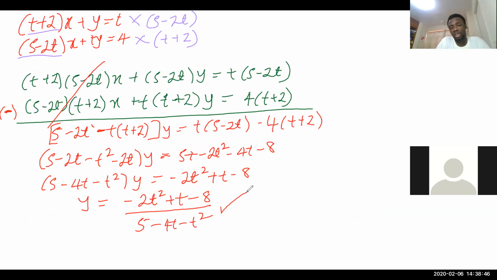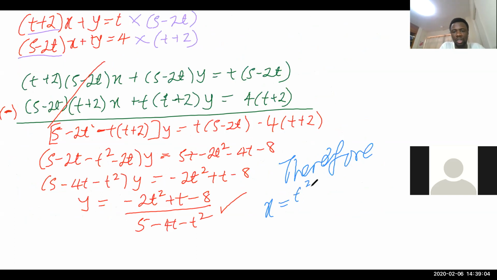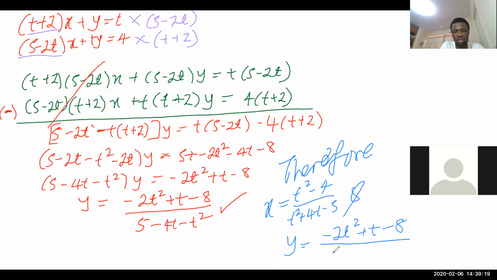So all you can do now is to write a conclusion. It says find the solution in terms of t. So therefore, let's go back to the previous slide. Can you see that? x equals t squared minus 4 divided by t squared plus 4t minus 5, and y equals negative 2t squared plus t minus 8 divided by 5 minus 4t minus t squared. That will be the solution in terms of t. Understood?